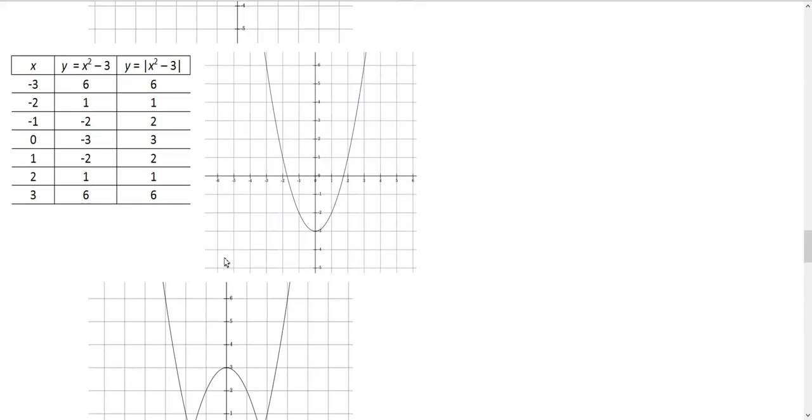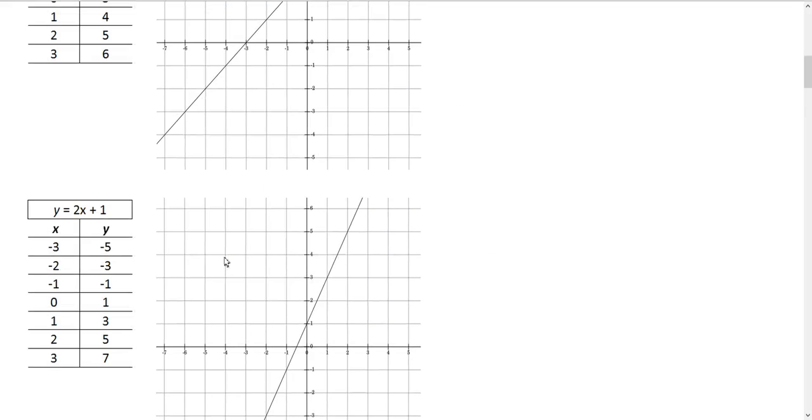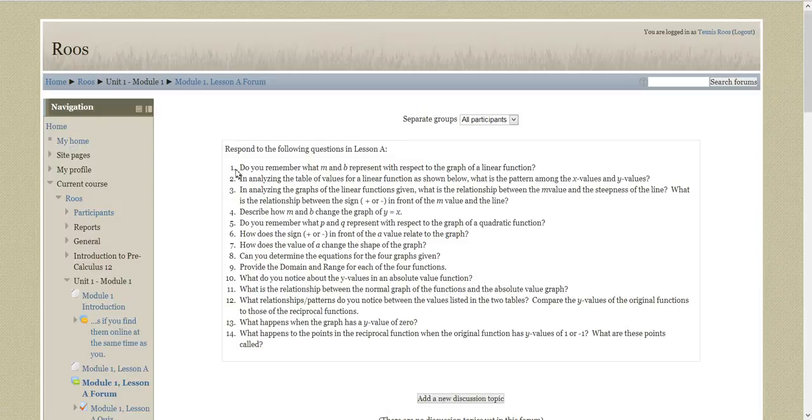So all of these functions, they review them, and the method I use is an inquiry type method where they look at and analyze functions. They answer questions in the forums. Each of these arrows with the red forum indicates that they have a forum question to answer. So here's the question written. They click on the forum. Notice that the same question is the first question in the forum here.